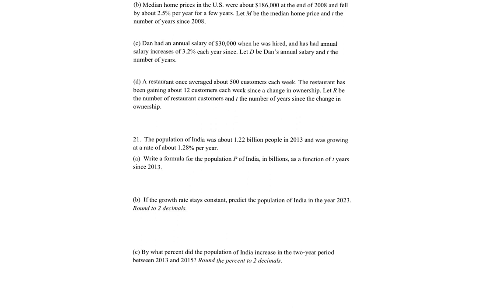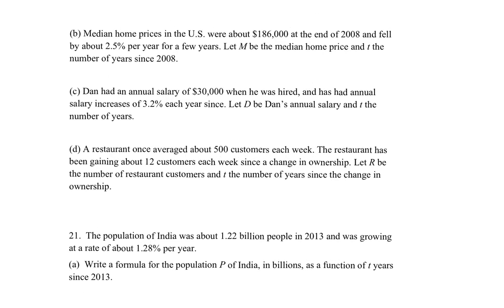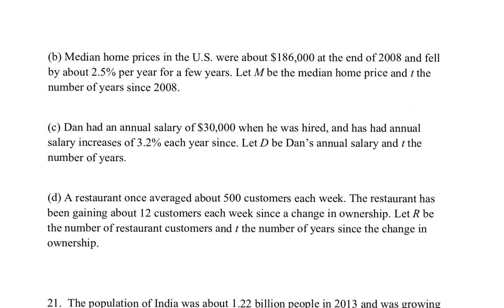We're going to start on question 20 that just says write an equation talking about the relationships in the problem. So for problem 20, part B, it just says create an equation for these relationships. Median home prices in the U.S. were about $186,000 at the end of 2008 and fell about 2.5% per year for a few years. Let M be the median household price and T be the number of years since 2008.